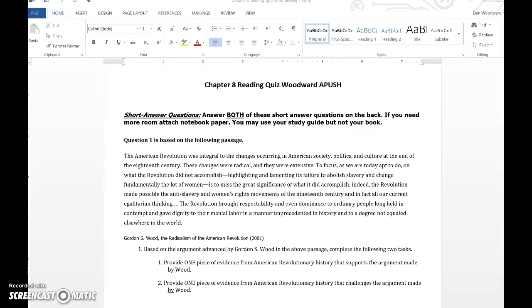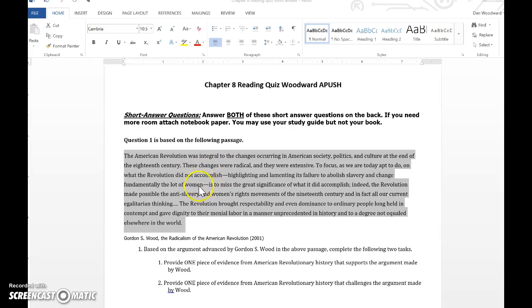Good morning. I know that a large amount of you are going to be working on the reassessment today for Chapter 8 reading quiz, and I just wanted to give you a few pointers as you work on that today. First and foremost, most of us believed that we had to pull evidence out of this particular statement by Wood to cite him as evidence, but we need to pull outside evidence to prove what he is saying.